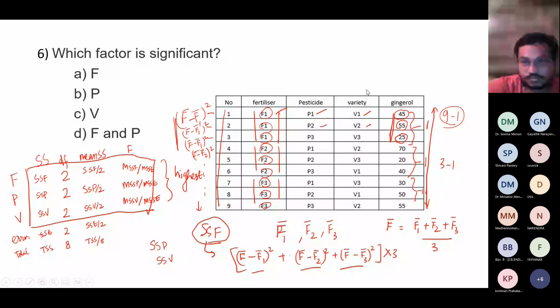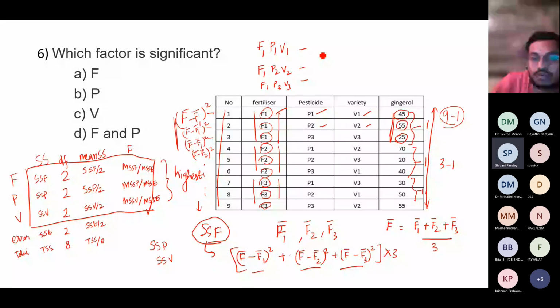With 3 data points it is difficult to tell. Because you just have one data point for each. So what you're saying is you have 3 cases, F1 P1 V1, F1 P2 V2, F1 P3 V3. For all of these, you just have one value each, 45, 55 and 25. From these, you can't tell which one of them is better. So you need to repeat the experiment.